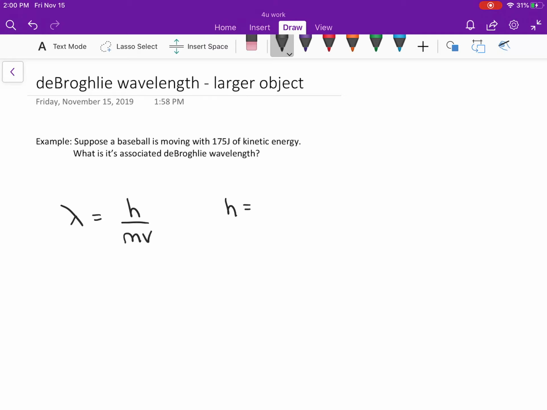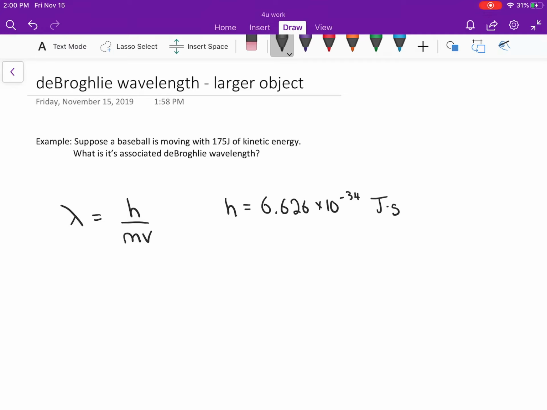Planck's constant is like other constants in physics. It's just a number. In this case it's a crazy small number, but it's just a number that Planck came up with when he did Planck's law, when he did the energy of light and kick-started the whole quantum thing.